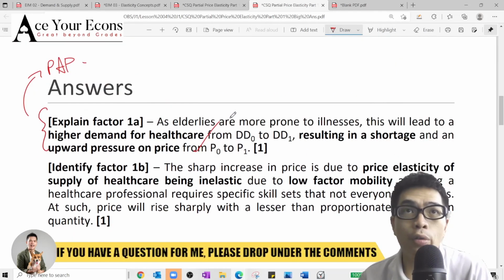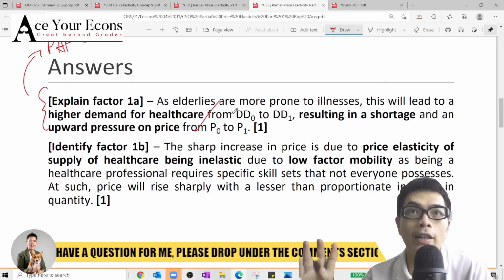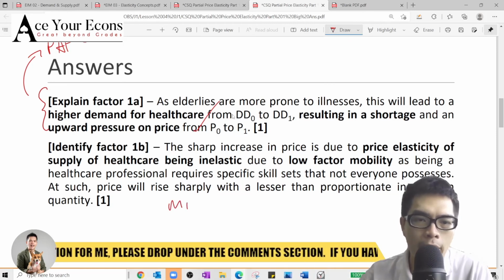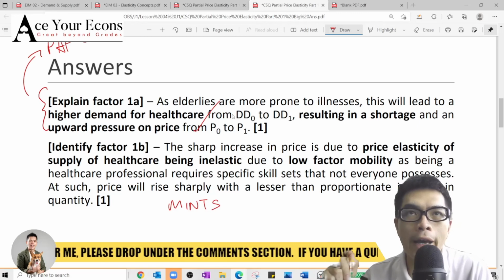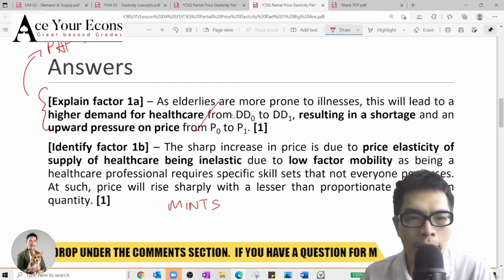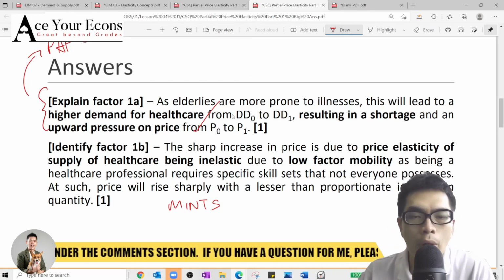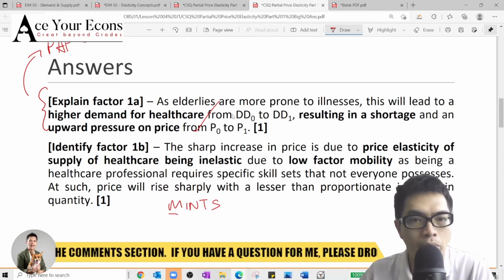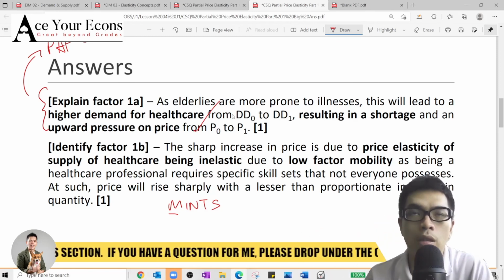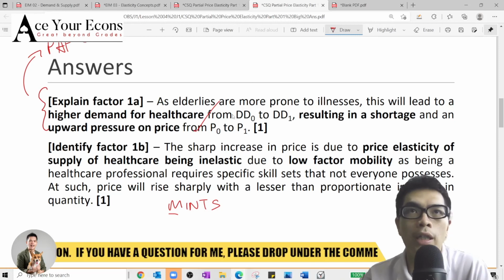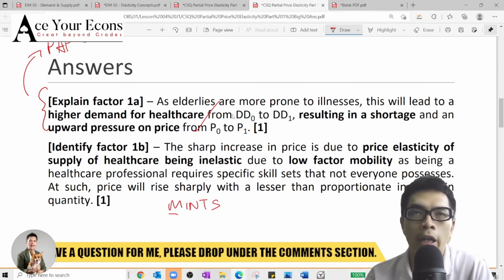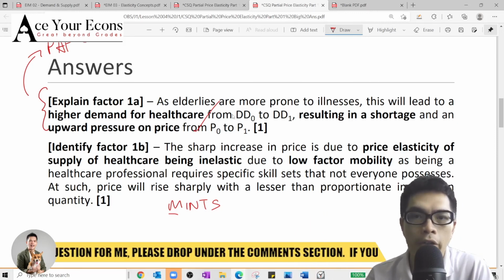Now you have to identify a PES factor. I'm very lenient. You can list out any of the PES factors so long as it satisfies the context of healthcare. What do I mean by that? Number 1, we can play around with the alphabet M. The sharp rise in price could be due to low factor mobility, because healthcare workers require a very specific skill set. It takes time to train a healthcare worker. Therefore, your supply curve is price inelastic.